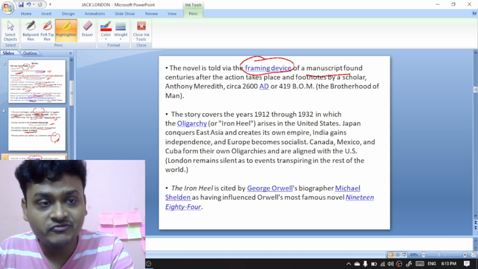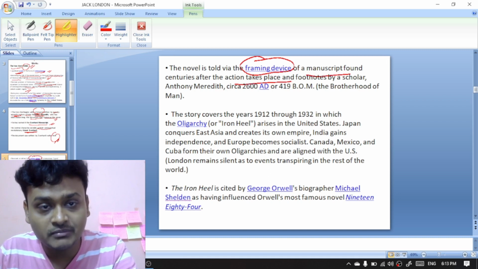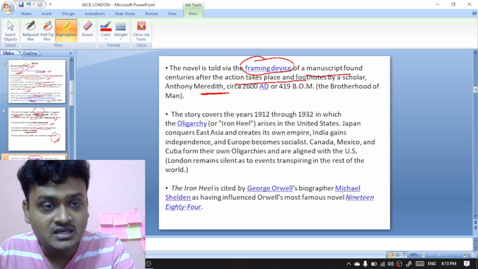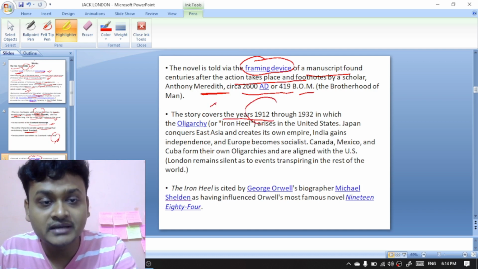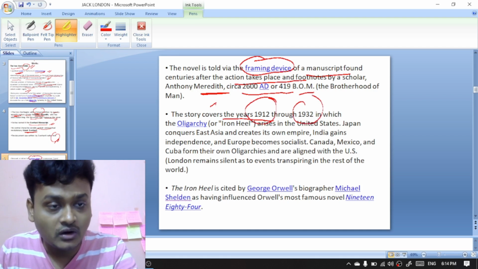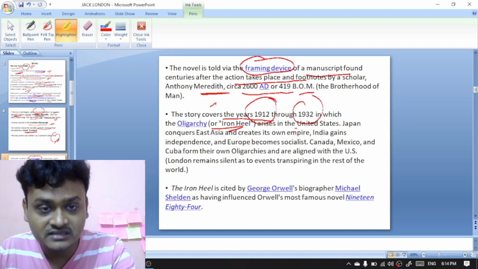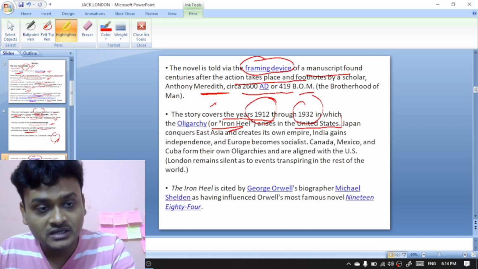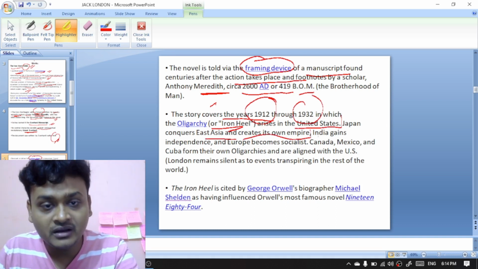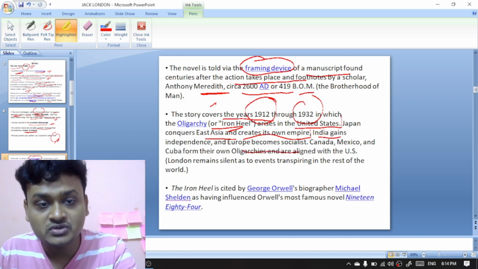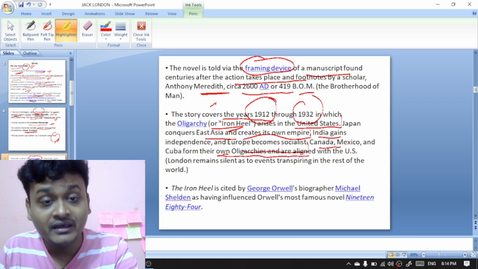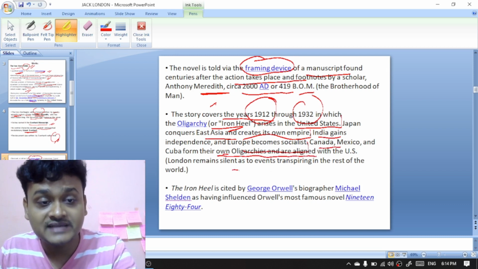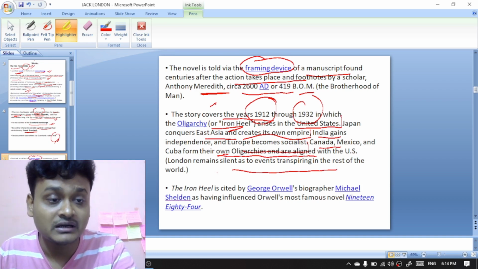It consists of a manuscript found centuries after the action takes place, with footnotes by a scholar, Anthony Meredith, circa 2016 AD or 419 BOM, that is the Brotherhood of Man. The story covers the years 1912 to 1932, in which the oligarchy, that is the Iron Heel, arises in the United States. Japan has conquered East Asia and creates its own empire, whereas India gains independence and Europe becomes socialist. Canada, Mexico, and Cuba form their own oligarchies aligned with the USA. London remains silent as to events transpiring in the rest of the world.